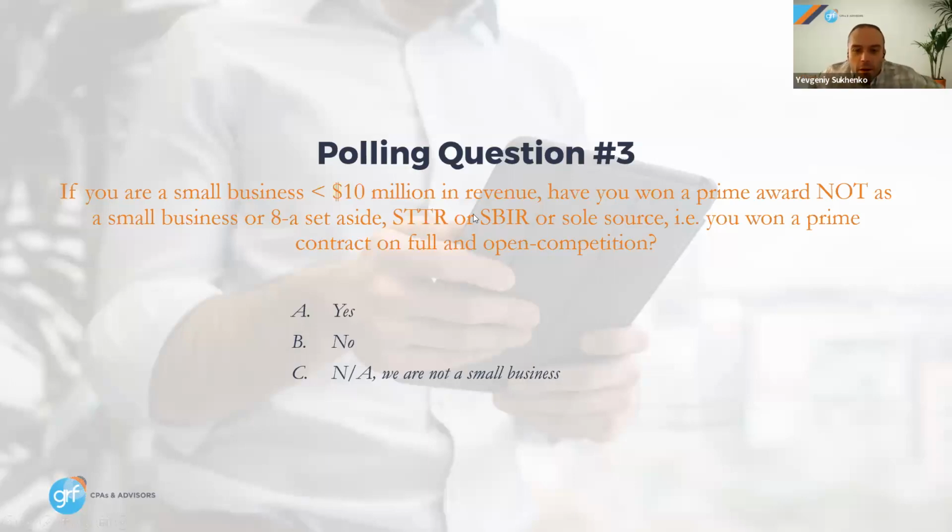Thanks, Paul. Okay, like Paul mentioned, before we start wrapping up, we're going to do our final polling question. If you're a small business with less than $10 million in revenue, have you won a prime award not as a small business or 8(a) set-aside, STTR or SBIR, or sole source? In other words, have you won a prime contract on full and open competition? A for yes, B for no, and C for not applicable, we are not a small business as defined here.